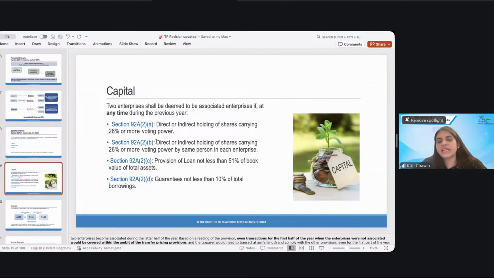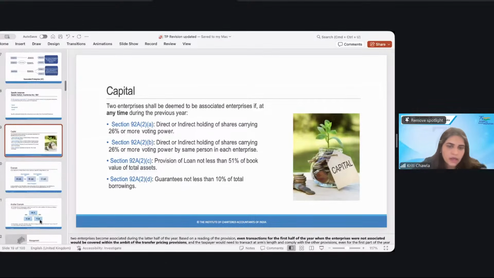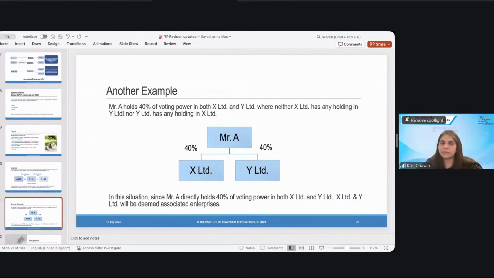Now, Section 92A, subsection 2, clause B, talks about voting power by same person in each enterprise. As I mentioned here, we'll discuss an example. So it talks about direct or indirect holding of shares carrying 26% or more voting power by the same person in each enterprise. So this is one of the examples right here.